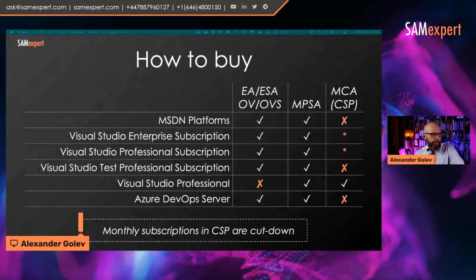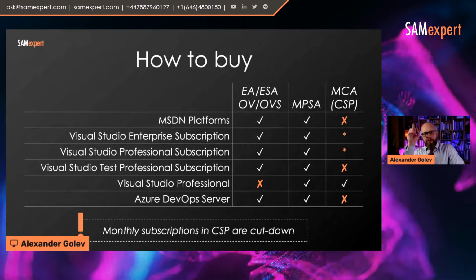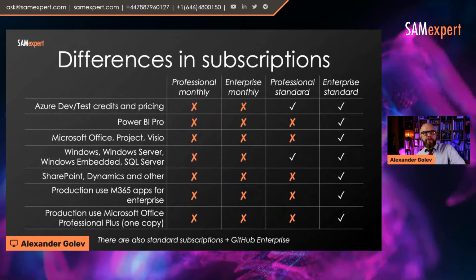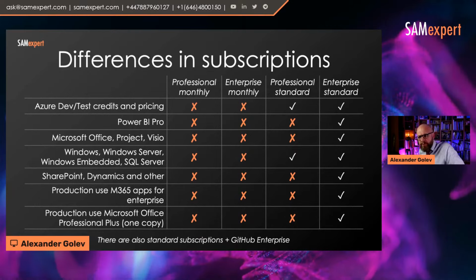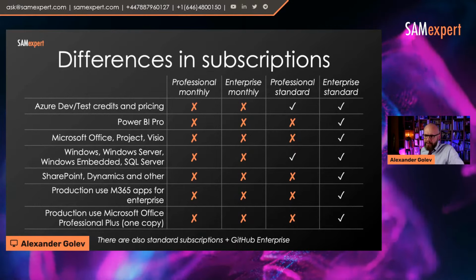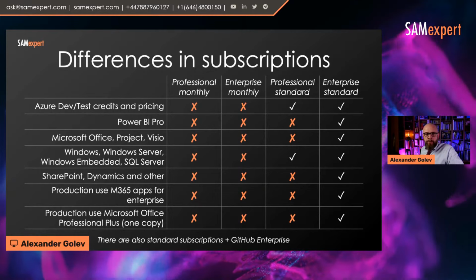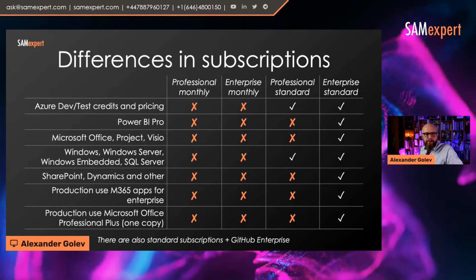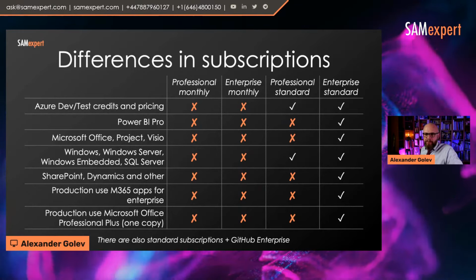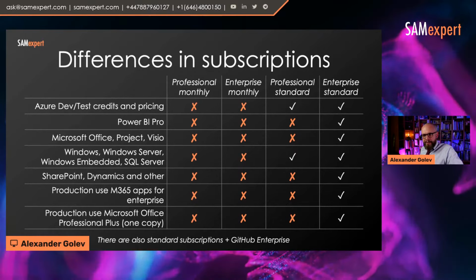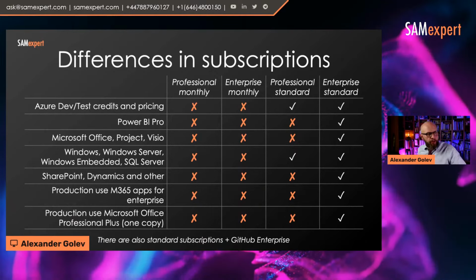But a word of warning: monthly subscriptions in CSP are cut down. Those monthly subscriptions that I've just shown you are cut down. They have nothing included. Basically, if you really want lots of Microsoft software included, plus production use of Microsoft 365 Apps for Enterprise, for that user who's licensed with Visual Studio for some reason. By the way, when you have a license like that, you don't need to buy them an additional subscription. Don't double license them with M365. And also production use of a copy of Microsoft Office Professional Plus.